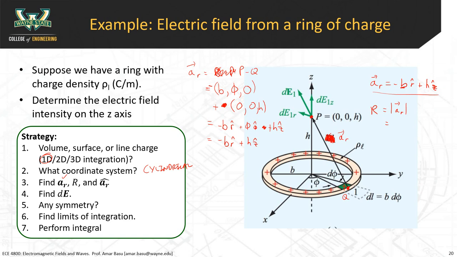Oh, you're already thinking ahead to what the unit vector is. I'm just talking about what is the distance from point Q to point P. Yeah, the square root of B squared plus H squared.